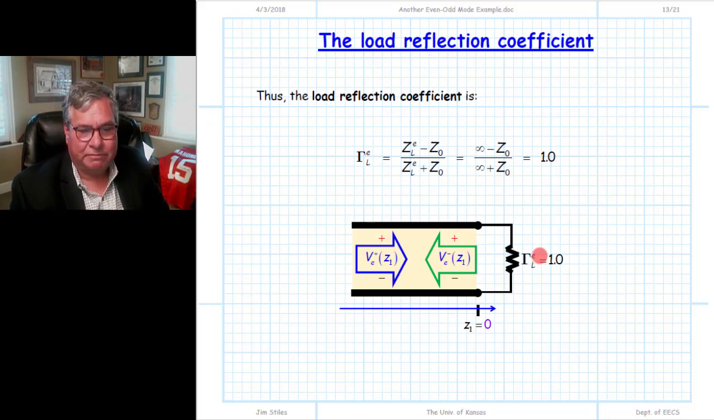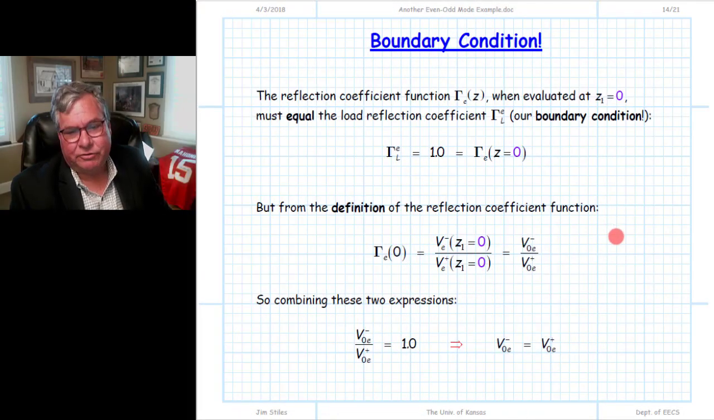And so what we're looking for then is what is the minus wave, the reflected wave, the scattered wave due to this incident wave for this even mode analysis. We've done this lots of times before. We have an incident wave propagating down a line terminated in an open circuit with this load reflection coefficient. What is the reflected or scattered wave in this case? From our boundary condition, we know that the reflection coefficient function, evaluated in the transmission line where the load is, must be numerically equal to the load reflection coefficient. In this case, that value is 1, and so the reflection coefficient function at z equal to 0 must be equal to 1. Notice I put again a subscript E here to denote the fact that this is for the even mode analysis.